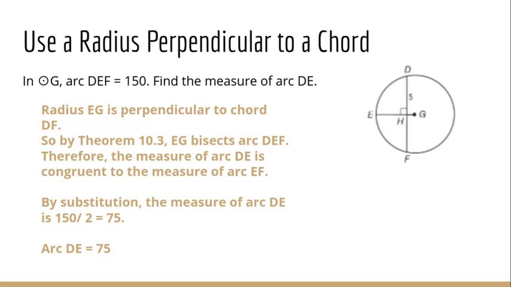Because it's bisecting the arc, we have a whole arc DEF as 150. We're just going to divide that number by 2 to get that arc DE is 75. That word bisect always means that you're dividing by 2. You're cutting it in half.